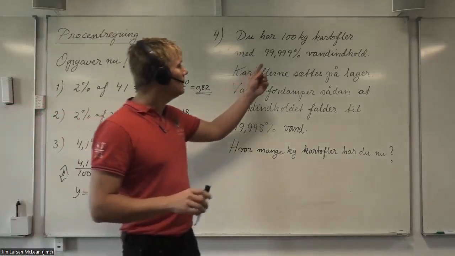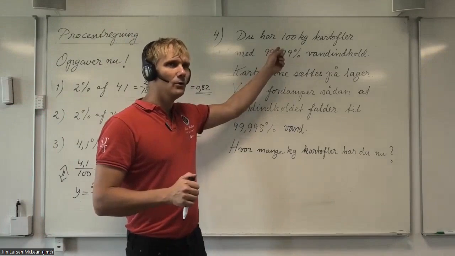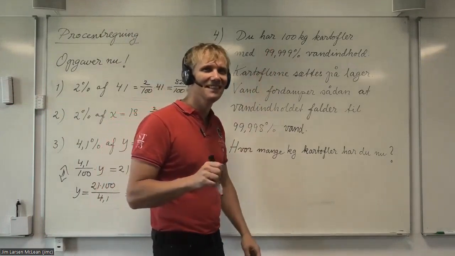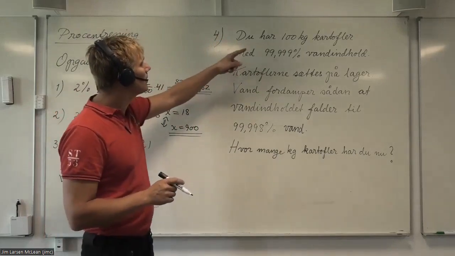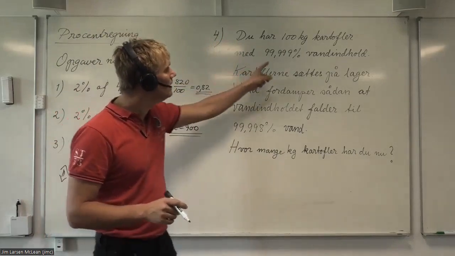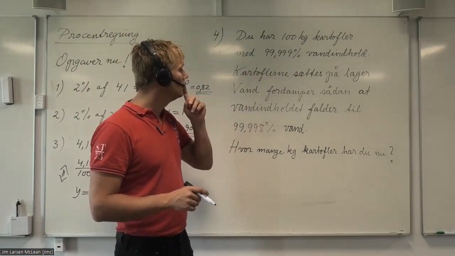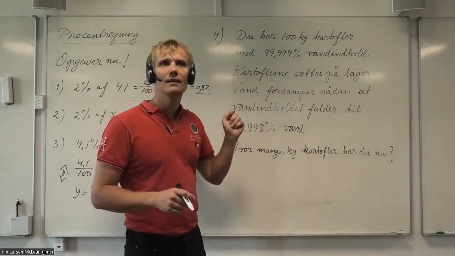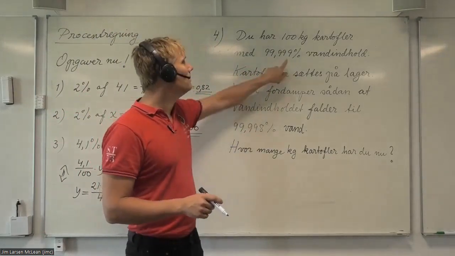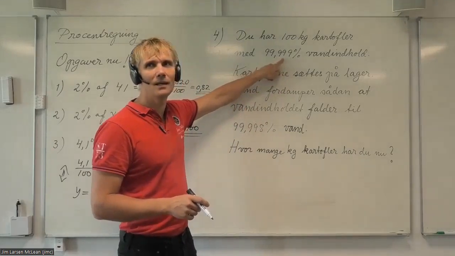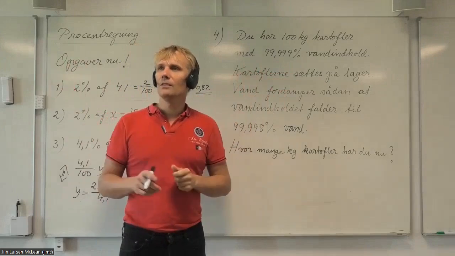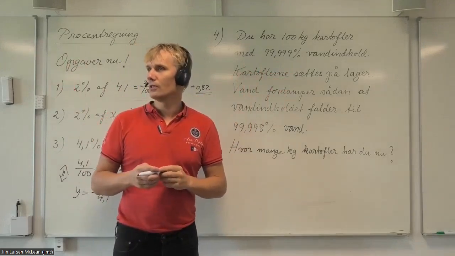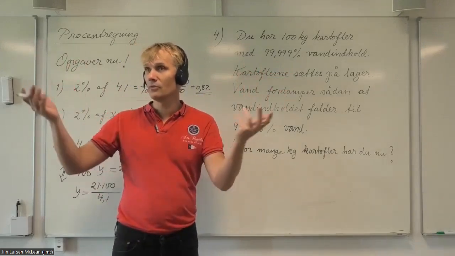Then comes this. Very nice, and it counts. And it is sneaky. What does it say? You have 100 kilos of potatoes with 99.999% water in them. The potatoes are now put in storage. Some of the moisture evaporates from them, because that's what happens if you harvest something and store it. Some of the moisture evaporates.